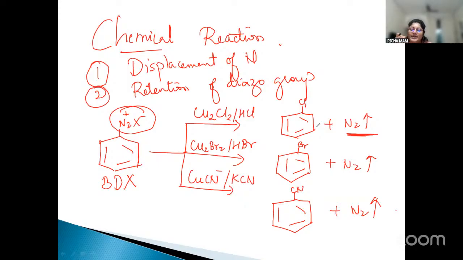Then by replacing the diazonium salt, treating it with the corresponding halogen acid in the presence of copper, these reactions are called the Gattermann reaction. So these two reactions are named the Gattermann reaction. Why? Because it takes place in the presence of copper powder and the respective halogen acid.